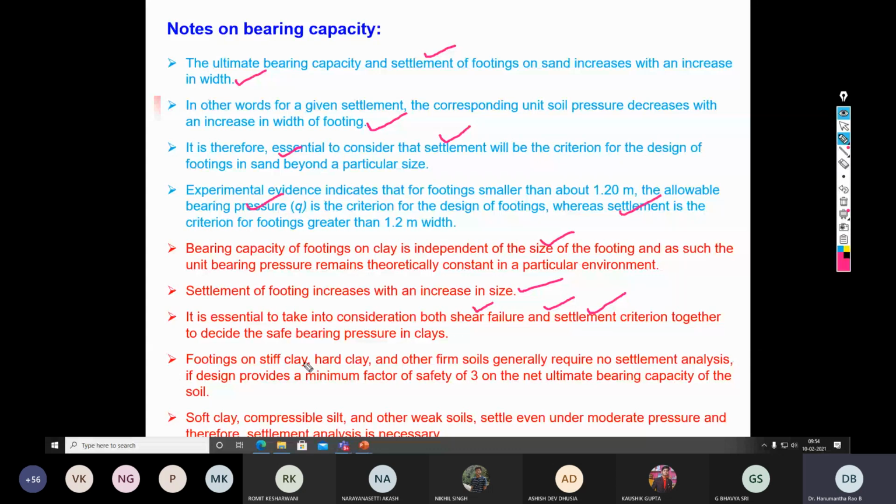Footings on stiff clay, hard clay, and other firm soils generally require no settlement analysis, if the design provides a minimum factor of safety of 3 on the net ultimate bearing capacity of the soil. Soft clay, compressible silt, and other weak soils settle even under moderate pressure, and therefore settlement analysis is necessary.